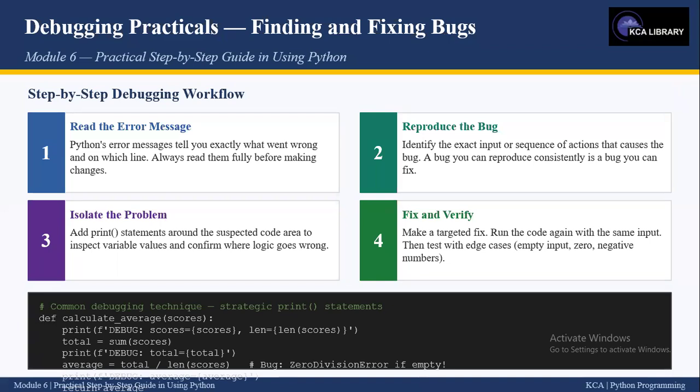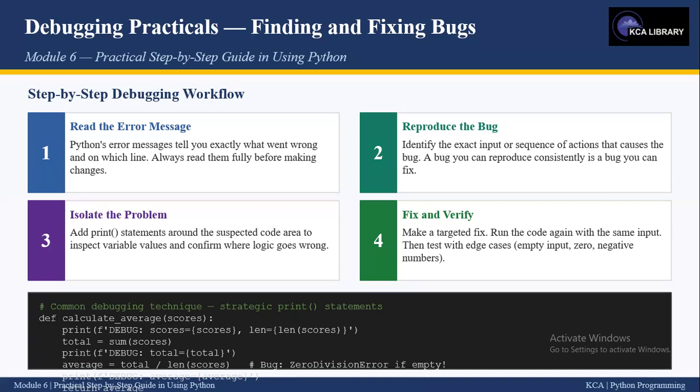Step 2, reproduce the bug. Identify the exact input or sequence of actions that causes the problem. A bug you can reproduce consistently is a bug you can fix. Step 3, isolate the problem. Add strategic print statements around the suspected area of code to inspect variable values and pinpoint where logic breaks down.